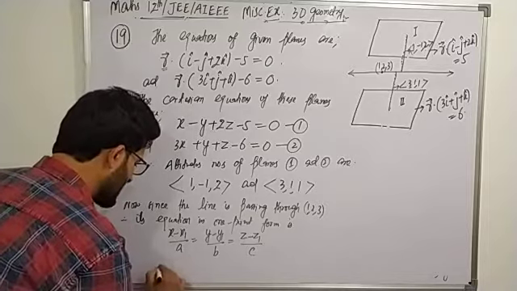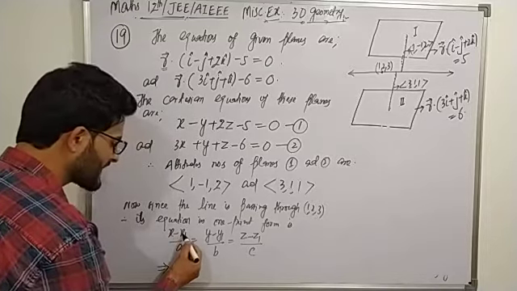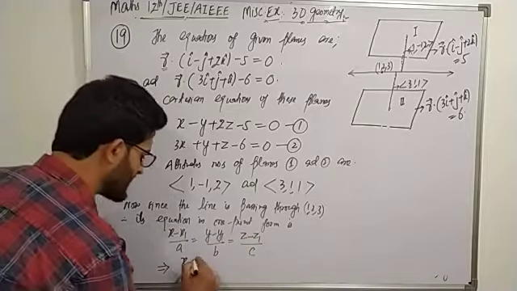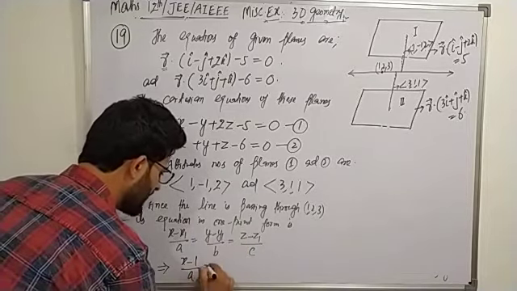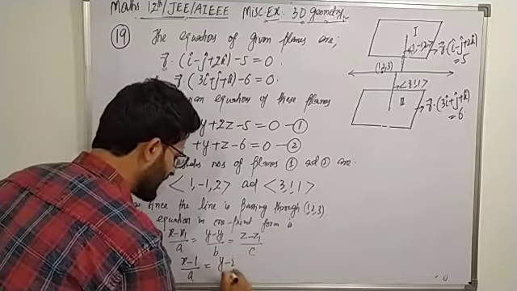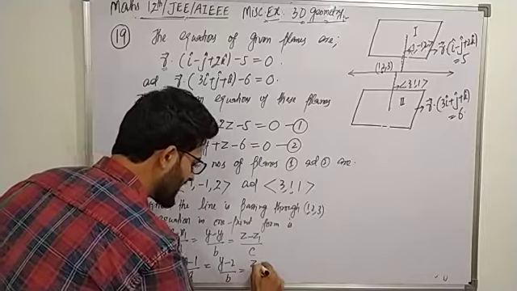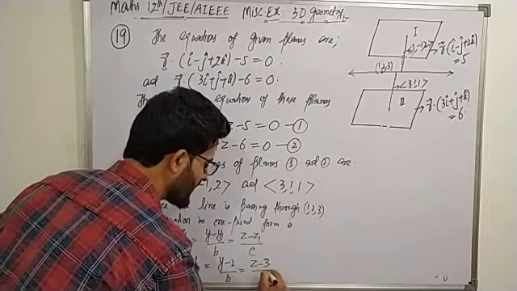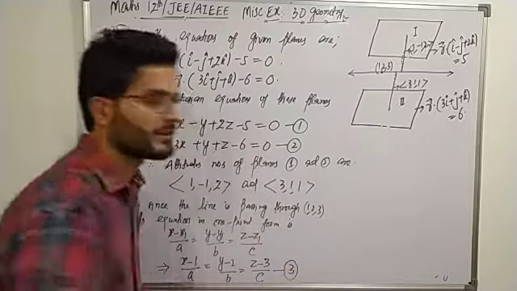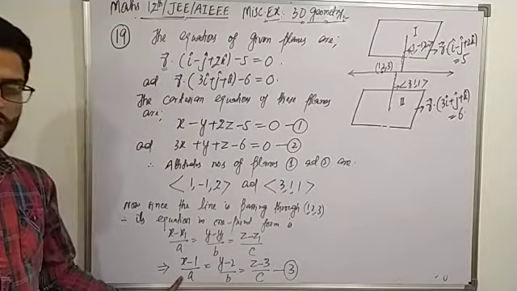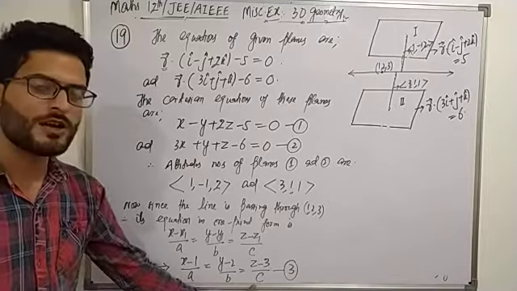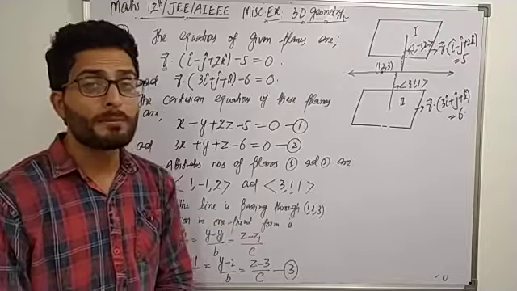So this implies it can be written as (x minus x1), that is x minus the x coordinate of the point through which it passes, that is 1, divided by a, is equal to (y minus y1), that is y minus 2, divided by b, and that's equal to (z minus z1), that is z minus 3, divided by c. We are keeping that as equation number 3. Now this equation 3 would be the required equation of the line, but in that we have a, b and c, so we need to calculate the values of a, b and c.